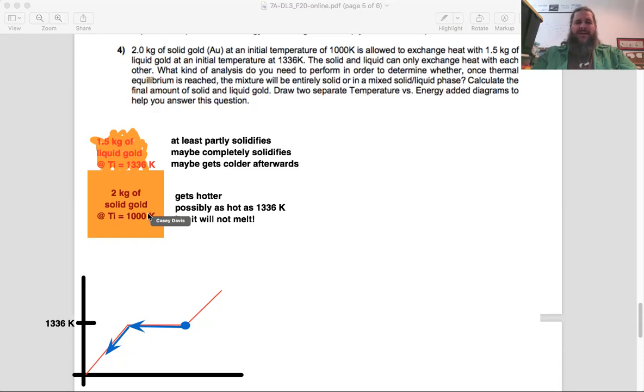In fact, it might not even get that far. Maybe the liquid gold completely solidifies and starts cooling down, and they meet somewhere in the middle at a colder temperature than 1336. Of course, it's got to be above 1000 because the solid gold is warming up.